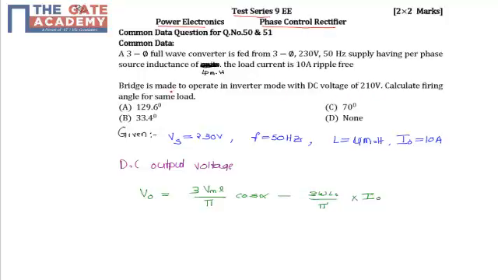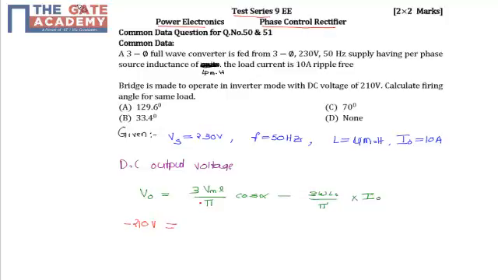Which is nothing but, when the bridge is operated in the inverter mode with a DC voltage of 210 volts, we have to find the value of firing angle alpha. That means the DC output voltage is nothing but minus 210 volts.